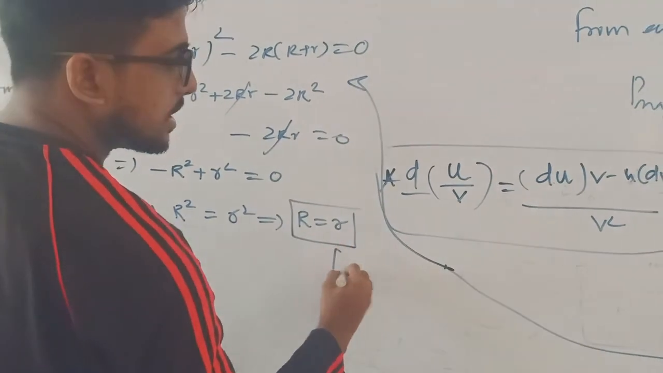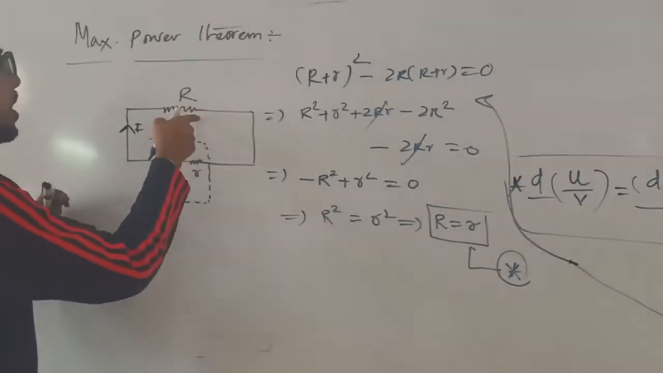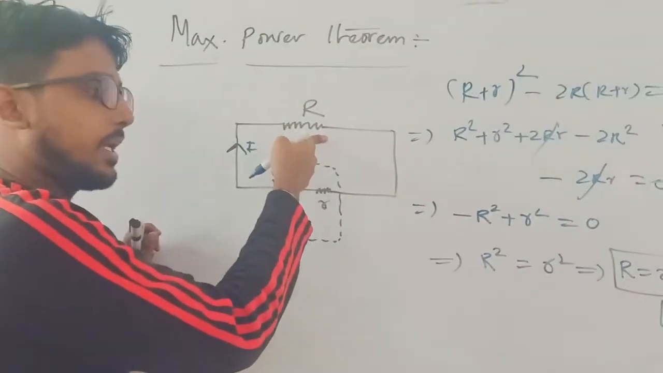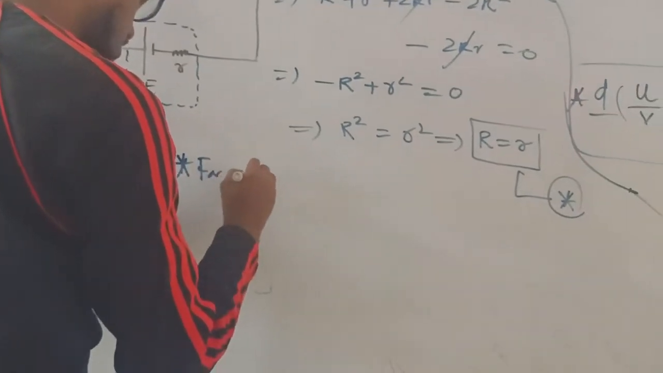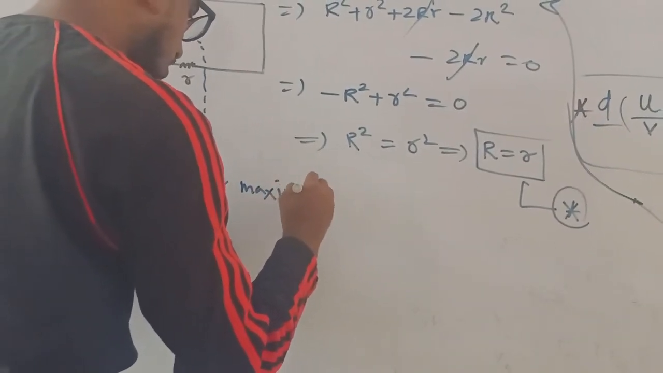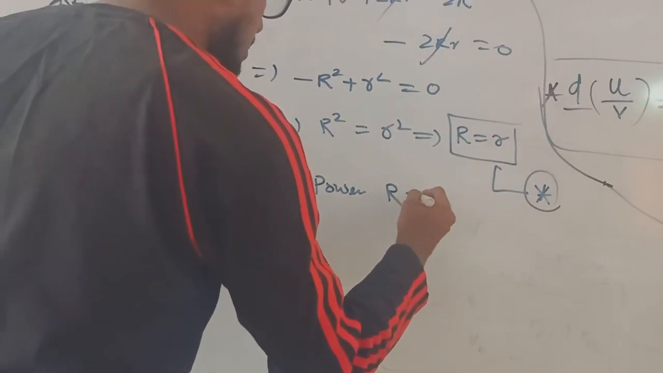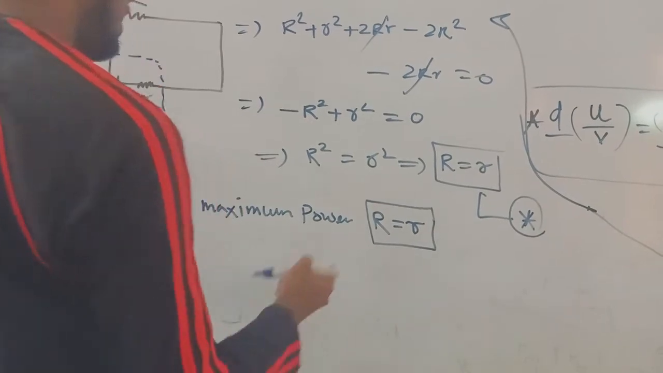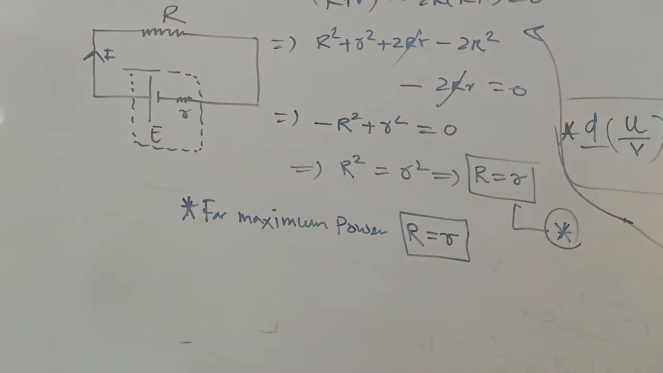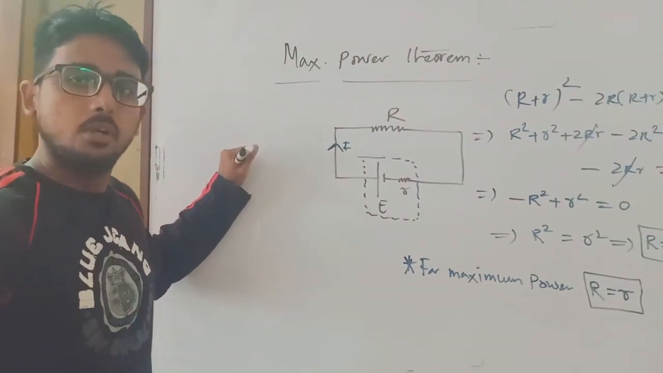Okay, so this is the relation where the power consumed by the load will be maximum. So for maximum power, the resistance of the load must be equal to the internal resistance of the cell. This is the relation for maximum power consumption, and this is known as the maximum power theorem. Clear?